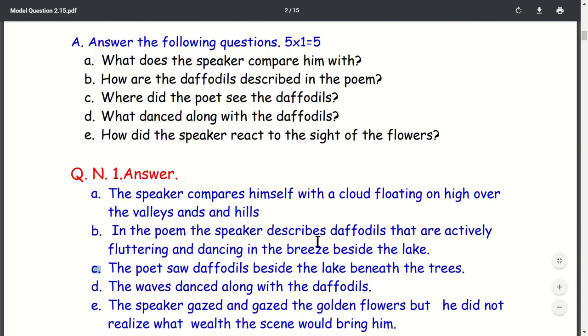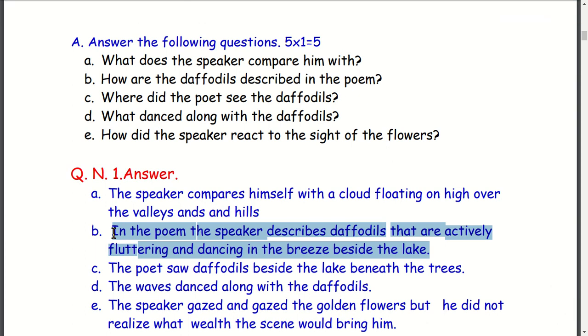In the poem, the speaker describes daffodils that are actively fluttering and dancing in the breeze beside the lake. This is how the poem describes them. Dancing describes flutters. Yes, the daffodils are actively fluttering and dancing in the breeze beside the lake. This is the answer to question number C.